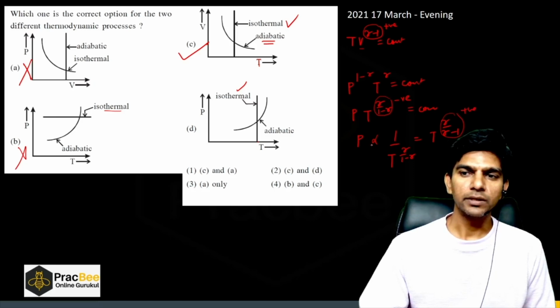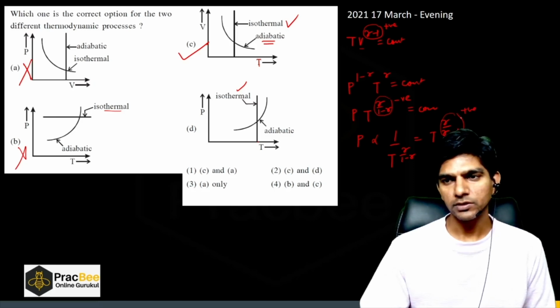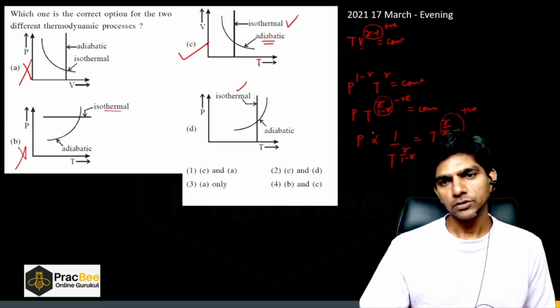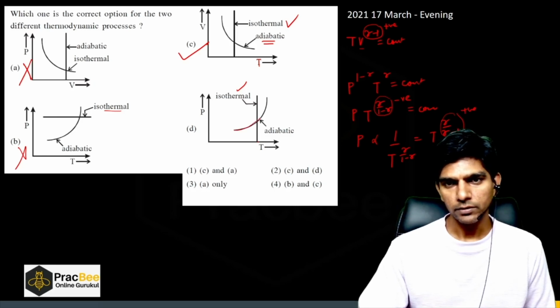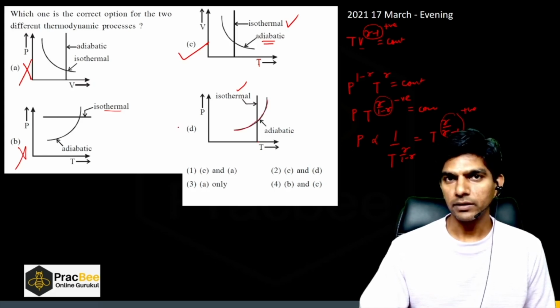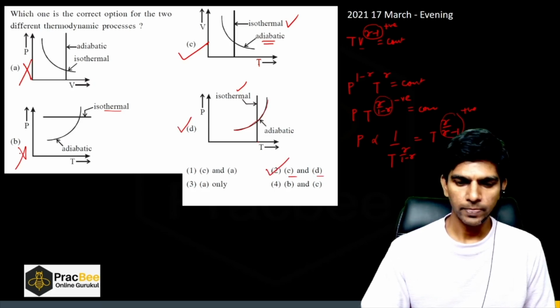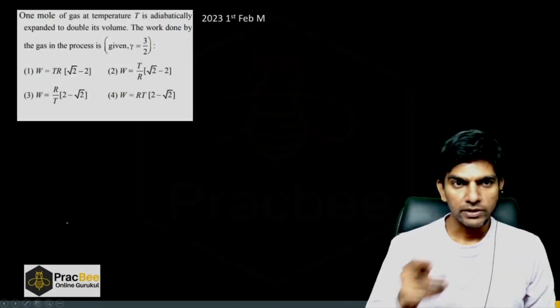So we can say P is proportional to T raised to some positive constant power. So as the temperature increases, pressure should also increase. That is what is happening in this particular graph. So the D graph is also correct. So the answer is 2, C and D both are correct. Okay, now let us see another question.